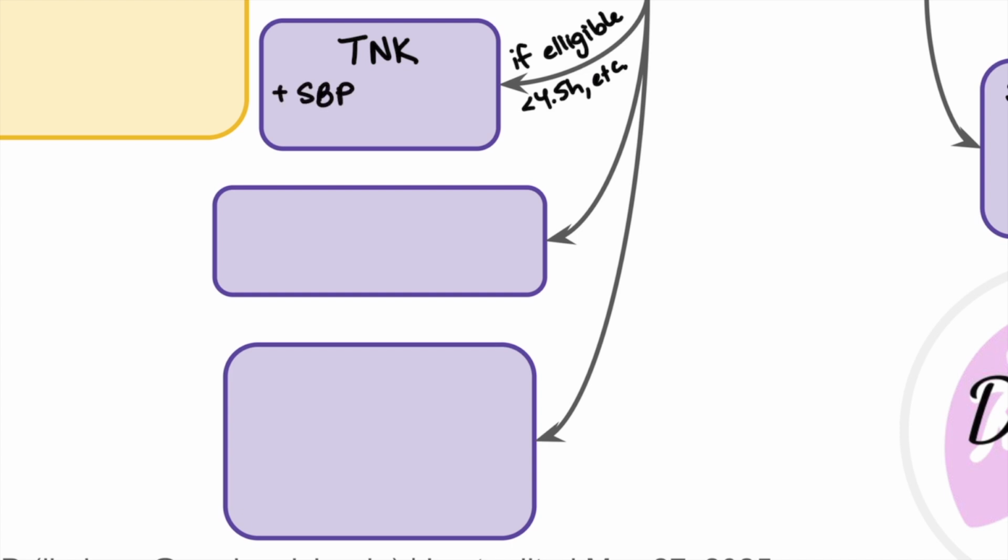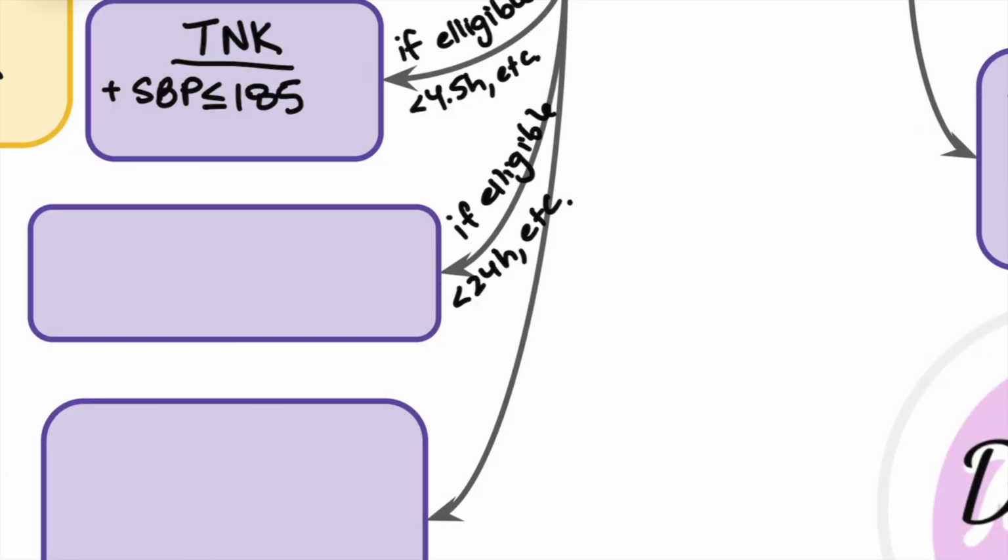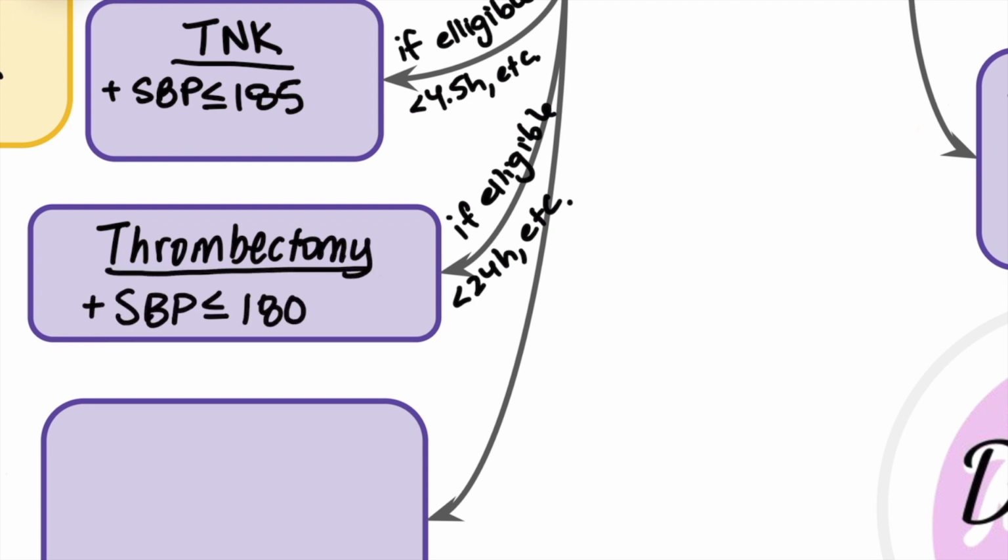Before and after TNK, we want to allow the blood pressures to remain relatively high with the SBP goal of less than 185. Perhaps the patient is not eligible for TNK due to active bleeding, let's say. We should still evaluate them for their eligibility for thrombectomy, which is where the thrombus is mechanically removed. Patients are eligible if the symptoms occurred in less than 24 hours of presentation. If our patient is eligible for a thrombectomy, our blood pressure goals are similar to that of patients undergoing TNK, with a systolic blood pressure of less than or equal to 180.